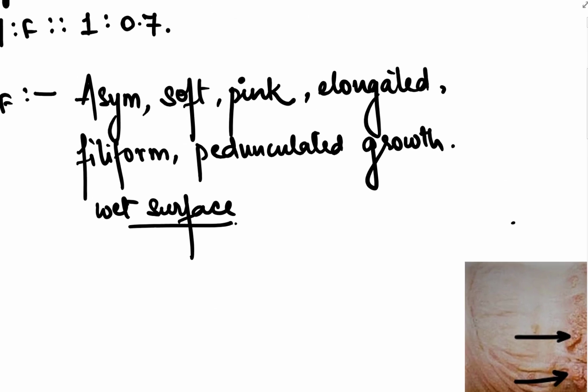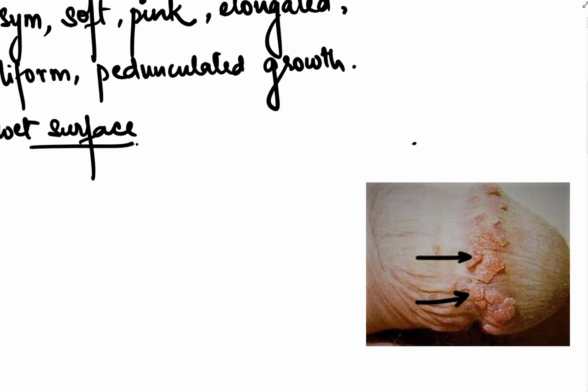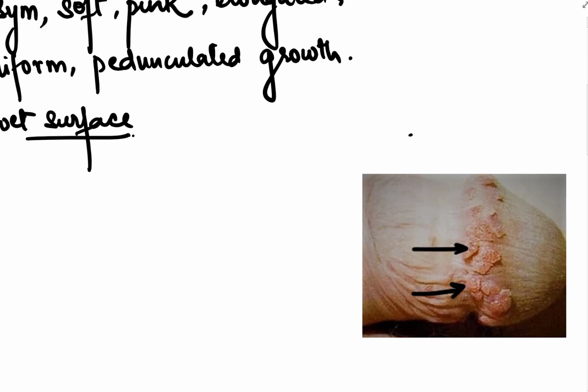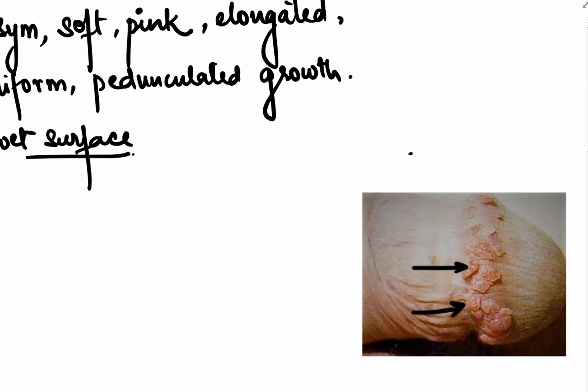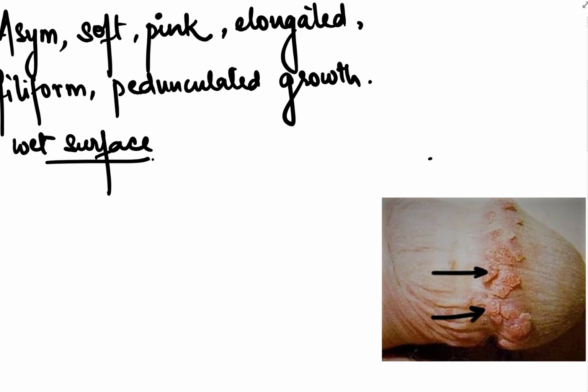Like you can see in this picture. This is a patient who is suffering from anogenital wart, and in this picture you can see these growths have come up over the genital area. These are asymptomatic, soft, pink colored, elongated growths. Sometimes they can be sessile or pedunculated or filiform, and they generally involve the wet surface. Like you can see the glans penis is being involved here.